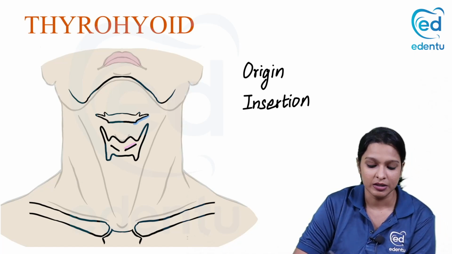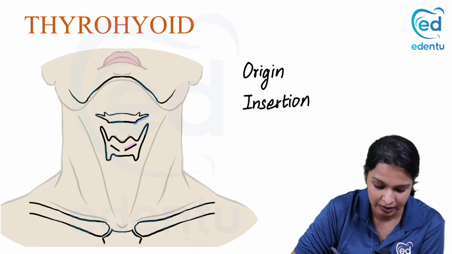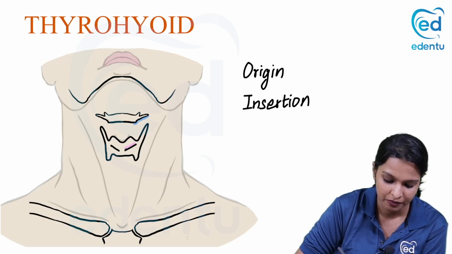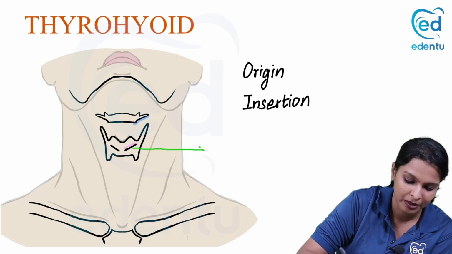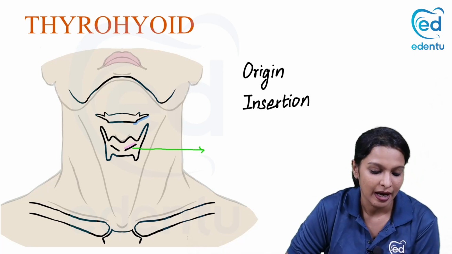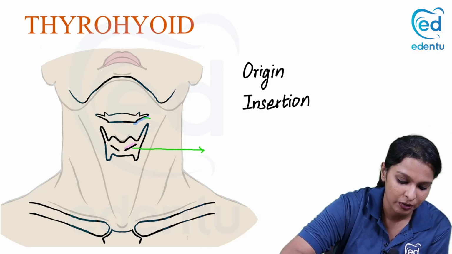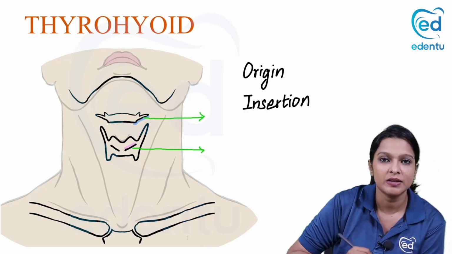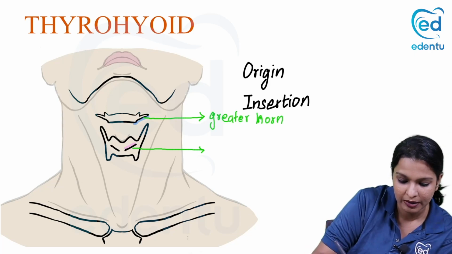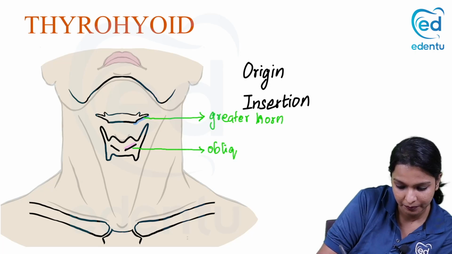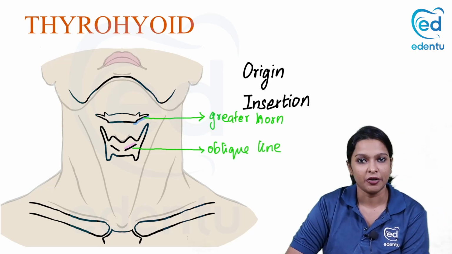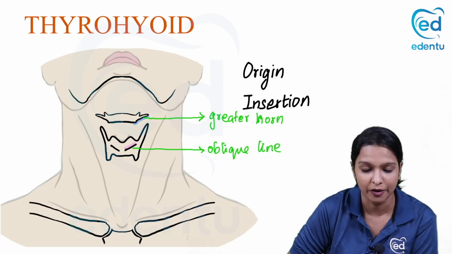So first, the first muscle of the group is the thyrohyoid. Can you guess its origin and insertion? Origin is in the pink shade and insertion is in the blue one. So let's see what it is. First, this is the origin of the muscle. It originates from the oblique line of thyroid cartilage, and it inserts into a part of the hyoid bone. What is that? It is the greater horn. Origin is from thyroid cartilage and insertion is into the hyoid bone.